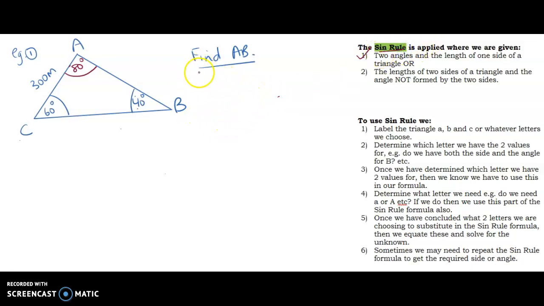So writing out sine rule, because I have A, B, and C, I'll write small a over sine A, b over sine B, c over sine C. Now my first step says to label my triangles with the small a, etc. Here is capital A, so here will be small a, here will be small b, and here will be small c. So determine which letter we have the two values for. Now in your question, there will always be a letter that you have two values for. In this particular question, I don't know if you realize this yet, but it's actually B. For B I have small b, I have big B. So I know definitely I'm using this section of my formula.